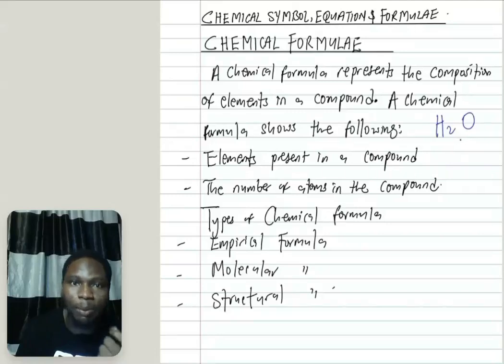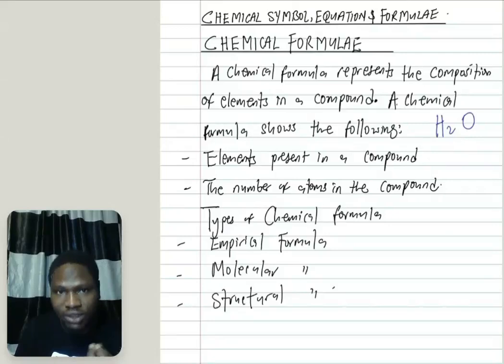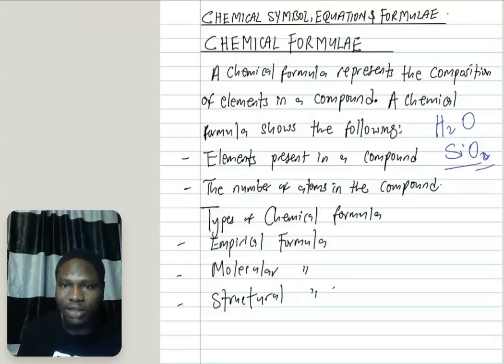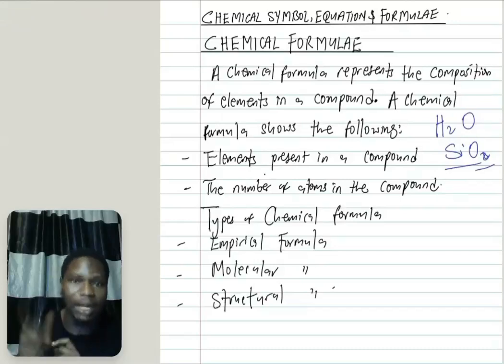So the main purpose of learning about chemical formula, there are two. A chemical formula shows the following. Why do we have to learn chemical formula? It will let us know the elements present in the compound. If I say this is the chemical formula for sand, SiO2, and ask what the two elements present in sand are? Silicon and oxygen. Exactly. So you will know which elements are present in a compound with a chemical formula.